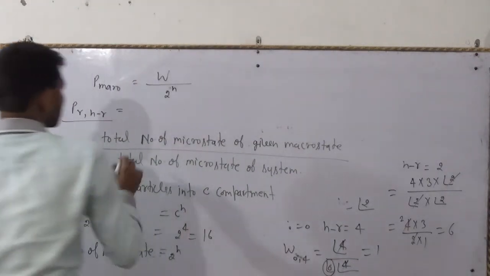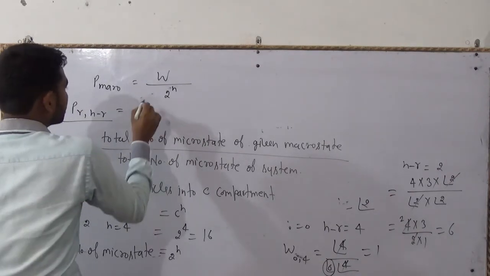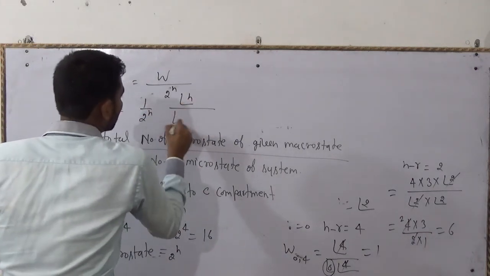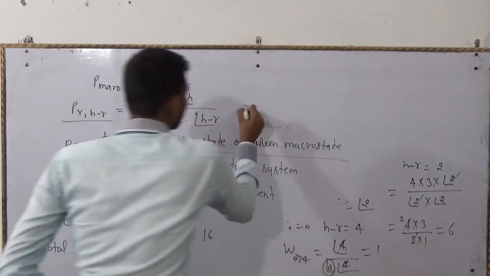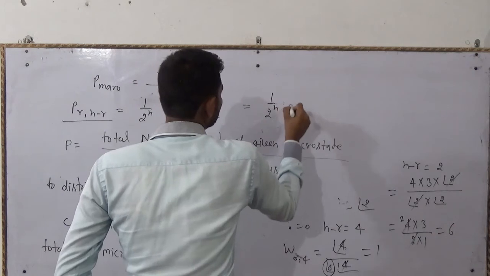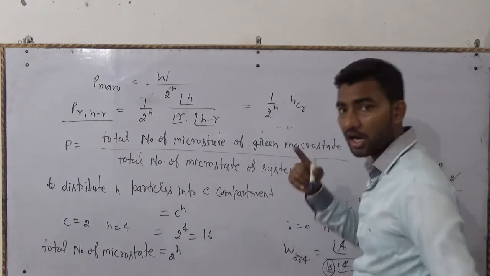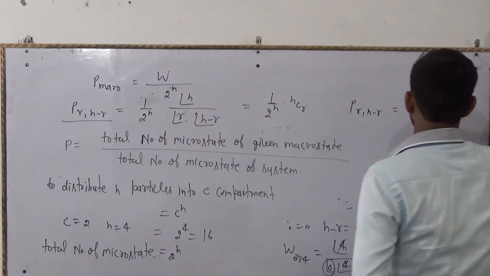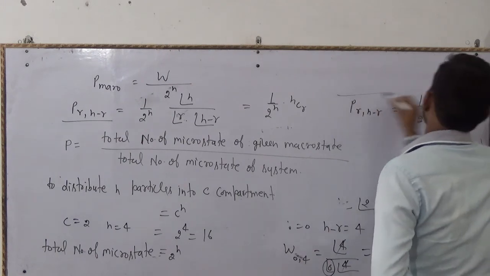Now the probability of the microstate r, n minus r, will be P r, n minus r equal to W. Placing the value of W, it will be 1 upon 2 to the power n times factorial n upon factorial r into factorial n minus r, or we can write 1 upon 2 to the power n into nCr. So the probability of microstate r, n minus r is 1 upon 2 to the power n into nCr.